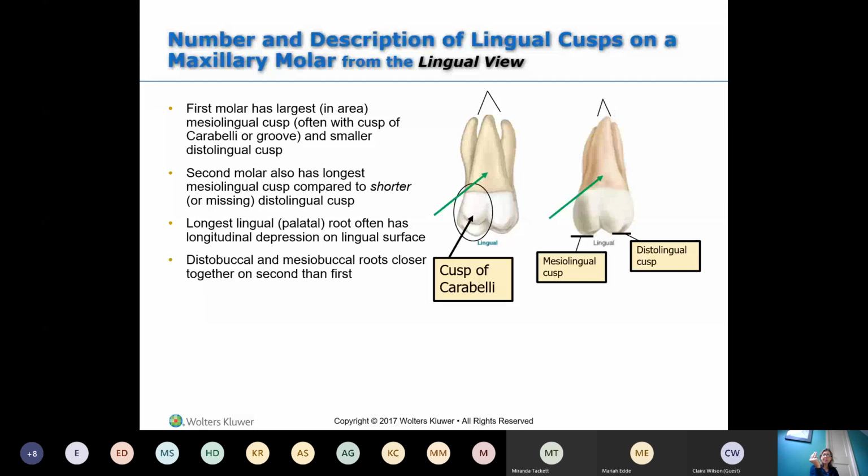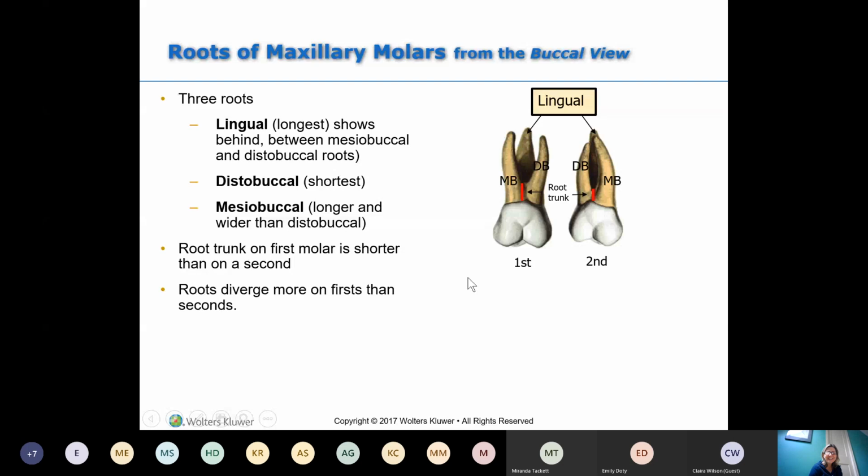So on the previous slide, are they messed up? Yeah, they are. So I'm going to have to fix that. Go by the words. The words say the root trunk on the first molar is shorter than on the second. In this one, the root trunk actually looks like it's longer. I think it's because when I cut and pasted these two teeth next to each other, this picture is actually smaller. And so if I stretch the picture out, it will look different. I'll have to fix that.